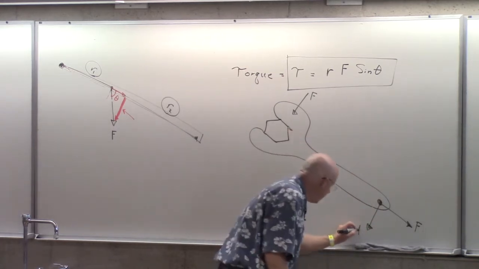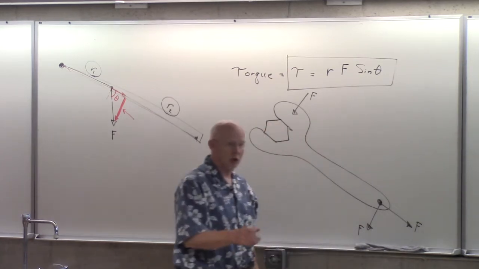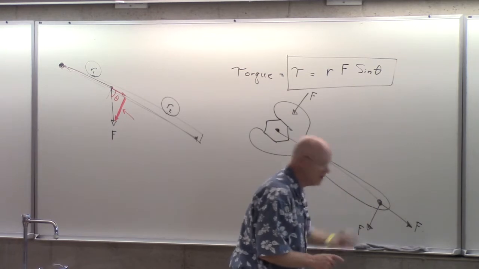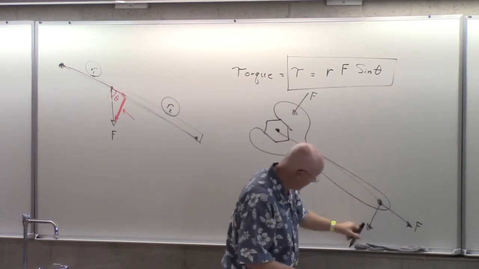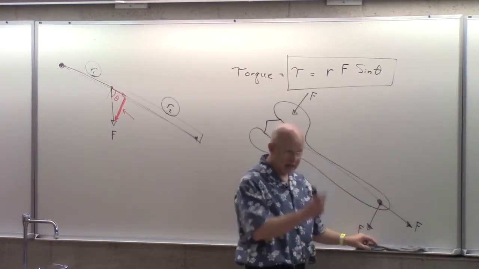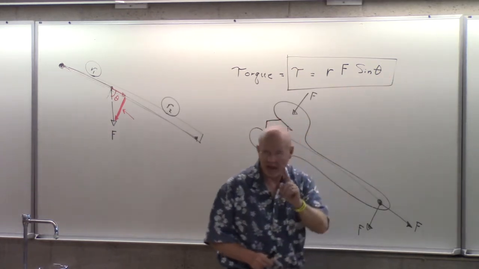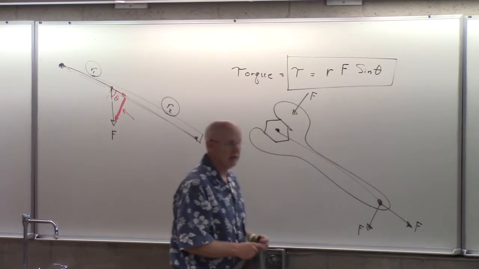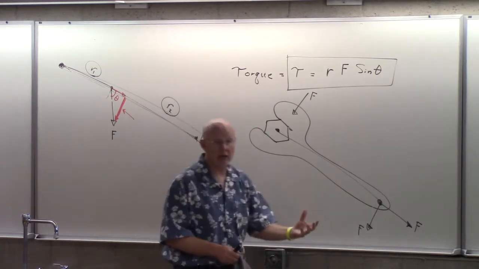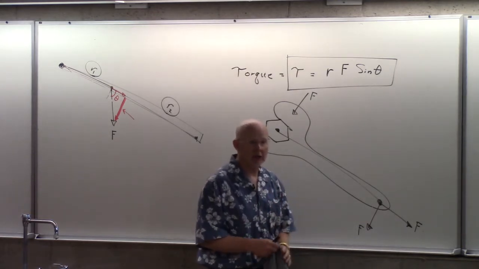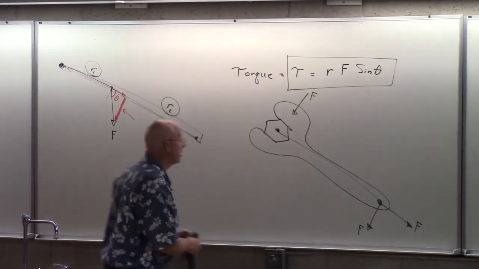So I think you guys are getting the idea that the best option for me would be to apply a force so that if I take a line from the pivot to where the force is, and then the line of the force, it's 90 degrees. Sine of 90 degrees is 1. That's the biggest it ever gets. So your best option is 90 degrees. Anything less than 90 degrees is going to give you less torque.